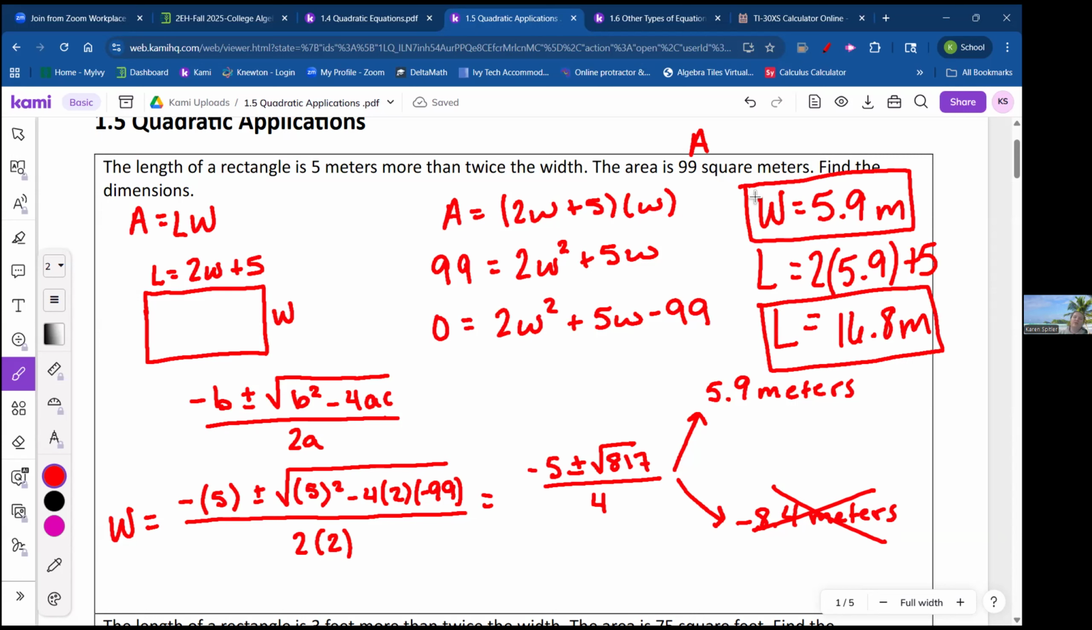Like I said, these are on your homework. You're going to have something like this on your homework.